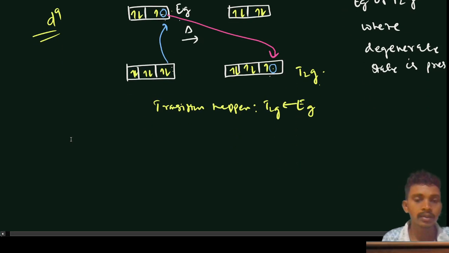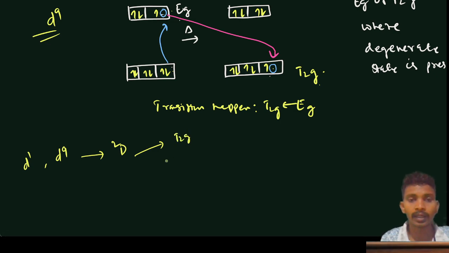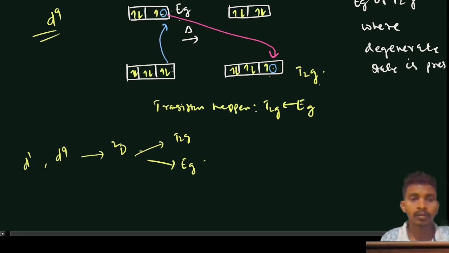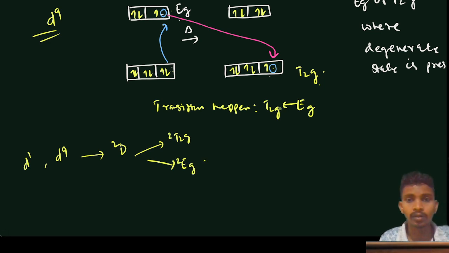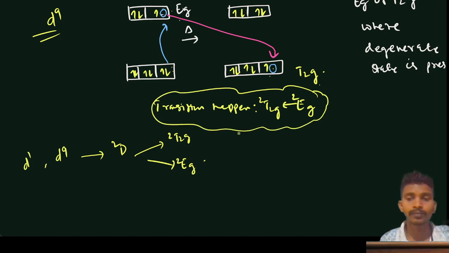And one more thing, now I will write the spectroscopic terms. So we know that D9, this is D1 or D9, that is D2, and this D2 has the molecular notations T2G and EG. Okay, so this is 2, so I will write here also 2 and 2. So here also comes 2 and 2. So these are the electronic transitions.